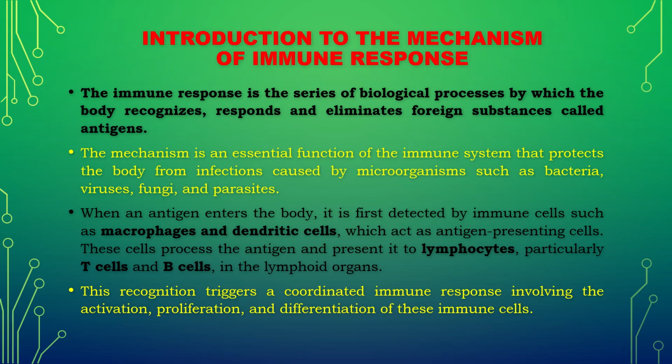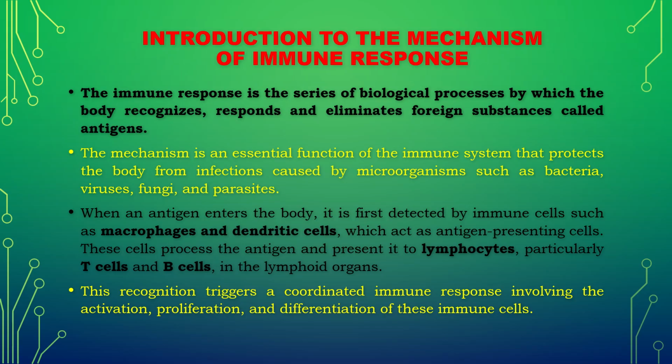called antigens. The mechanism is an essential function of the immune system that protects the body from infections caused by microorganisms such as bacteria, viruses, fungi, and parasites. When an antigen enters the body, it is first detected by immune cells such as macrophages and dendritic cells, which act as antigen presenting cells.